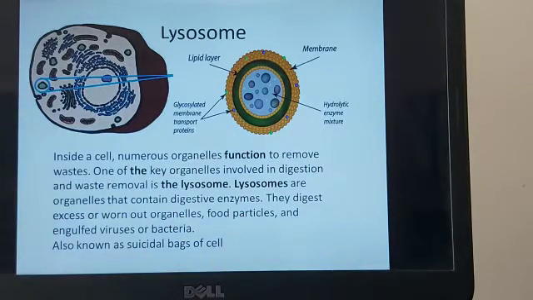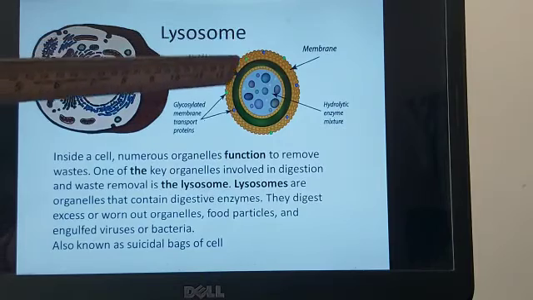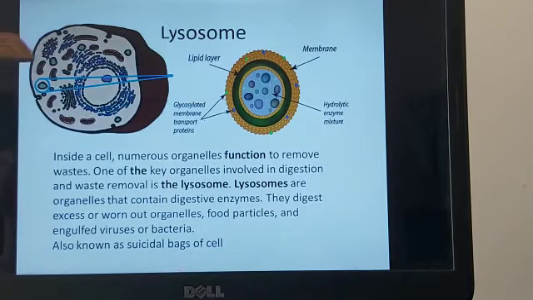Now the next organelle is the lysosome. Here this is your eukaryotic cell. The lysosome is present here, and this is the actual structure of the lysosome. This is how the lysosome looks. Inside the cell, numerous organelles function to remove waste. Inside the cell also there are lots of waste materials present.